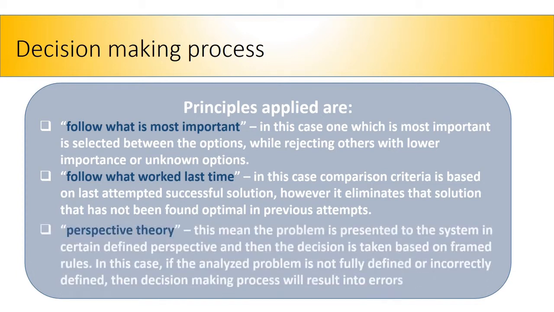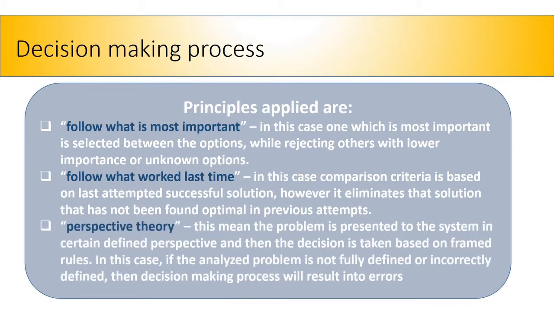And the third is the perspective theory. This means the problem is presented to the system in certain defined perspective, and then the decision is taken based on framed rules. In this case, if the analyzed problem is not fully defined or incorrectly defined, then the decision-making process will result into errors.